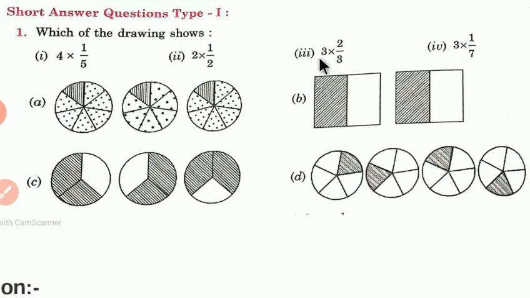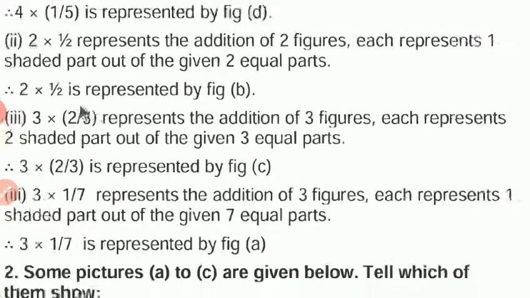Last one, 3 into 1 by 7. 3 means here there should be how many figures? 3 figures. 1, 2, 3. Here 3 is a whole number, which means a complete part. So 1, 2, 3. 1 by 7 means how many parts are there? 7 parts, out of which one part is shaded. So you can see 1, 2, 3, 4, 5, 6, 7 and here one part is shaded. So answer of fourth one is A.